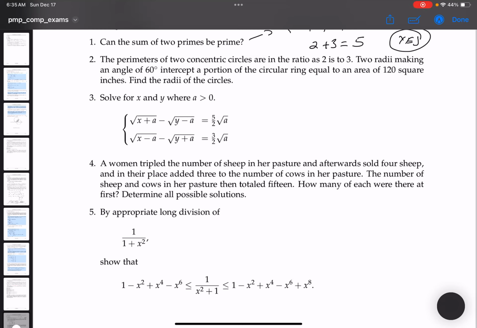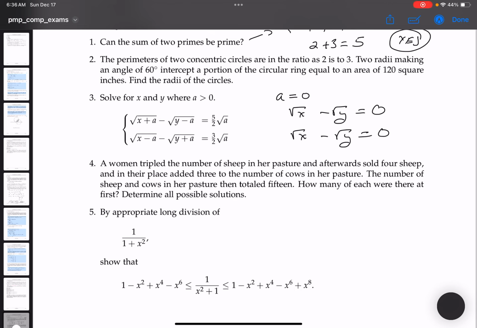Okay, we're number three. Number three is a system of equations with two unknowns and a parameter a, and the parameter a is greater than 0. Now, if a were equal to 0, I'll write this down for you. If a were equal to 0, you would get the root of x minus the root of y would equal 0, and this would be the root of x minus the root of y is also equal to 0.